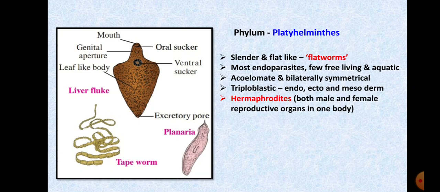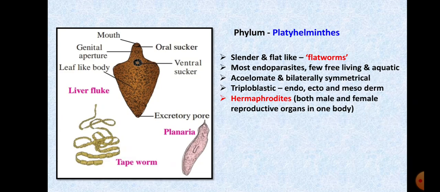Most of them are endoparasites. Endo means inside, and parasites are dependent on others for their food. Endoparasites means you will find them inside the body of a higher animal. They survive there for their food. Few are free living and aquatic; some you can find in the water as well. The tapeworm and a few other worms from this phylum you can find inside the stomach of higher animals. They survive there by eating the food from the stomach of that particular animal.